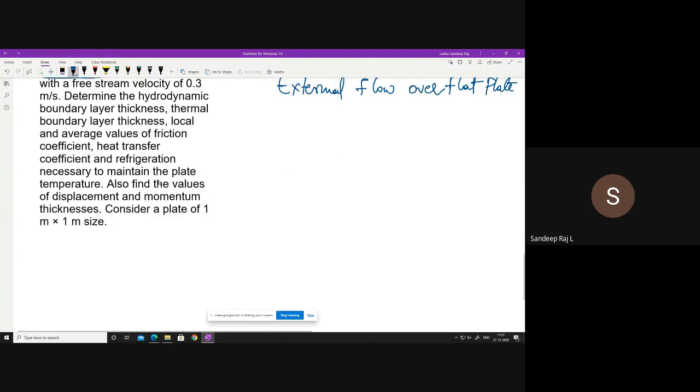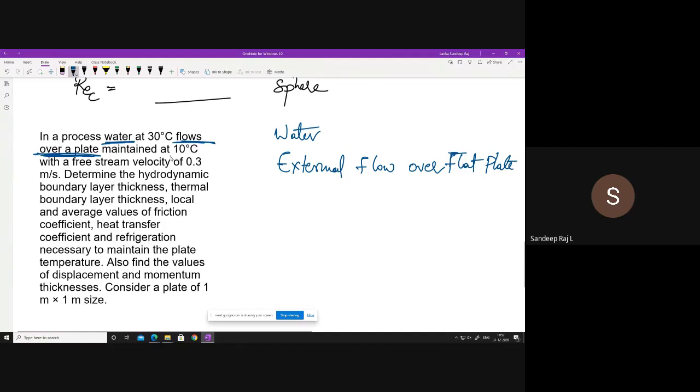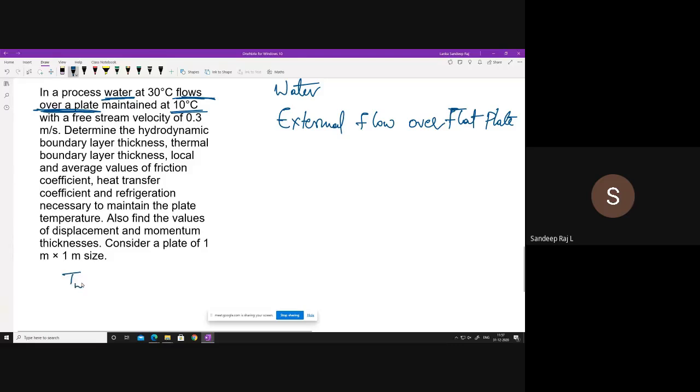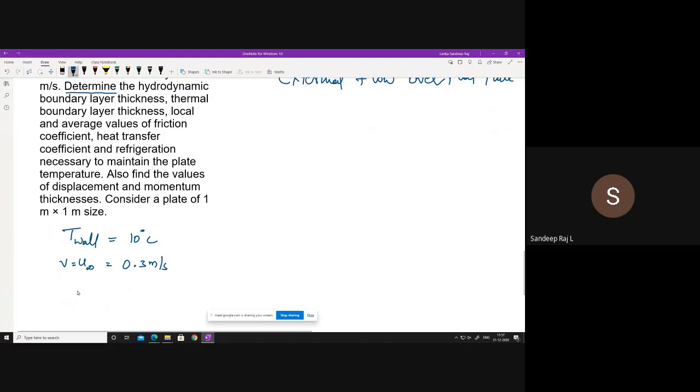And let's write what is given in the question. The flat plate is maintained at 10 degrees centigrade, as given in the question. So the temperature of the wall is 10 degrees centigrade, and the free stream velocity is given. Velocity means V or u infinity, also sometimes it is shown. Anyway, it is 0.3 meters per second, and he's asking you to determine the hydrodynamic boundary layer thickness. The hydrodynamic boundary layer thickness is the first one.